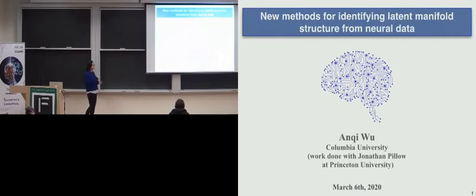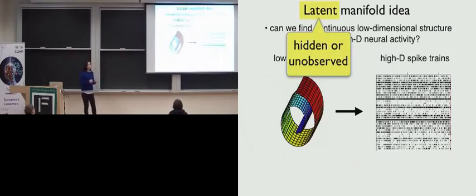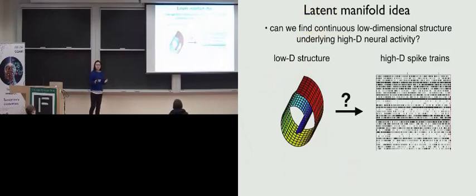Okay, so let's get down to the latent manifold idea. Latent basically means unobserved or hidden. So the question we want to ask is, can we find continuous low-dimensional manifold structure underlying high-dimensional neural activity? High-dimensional here means we have a lot of neurons, a big neural population. Low-dimensional structure means some structure that generates these high-dimensional spike trains, but the number of dimensions is way less than the number of neurons.